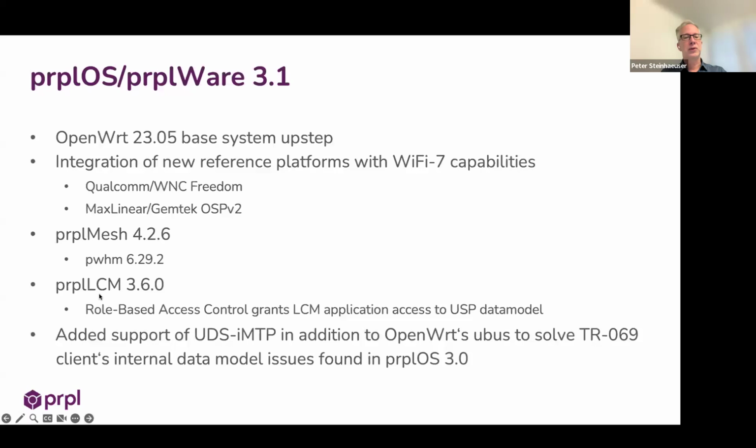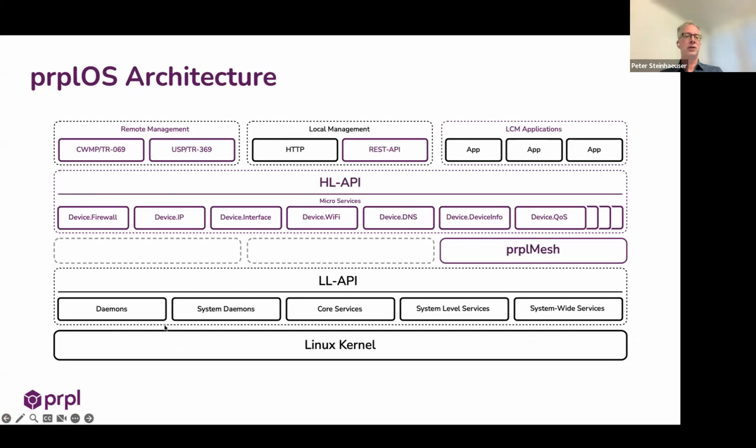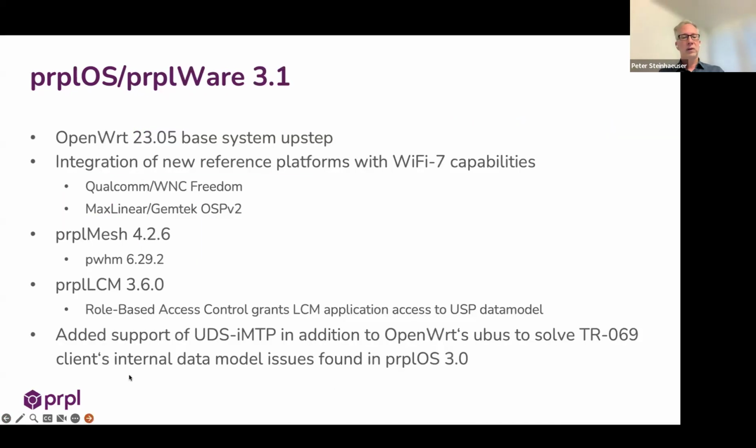Also, a very important upstep was prpl LCM to version 3.6.0, which opened role-based access control for LCM applications, the USP data model. And another big step for the internal architecture of prplOS 3.1 was the support of the UDS-IMTP, which is a message bus exposed by the OBUSPA agent, which is used for TR-369 USP. And this message bus is now used for the communication between the components we show here in the high-level API part, to solve a couple of problems we did experience in the 3.0 release.